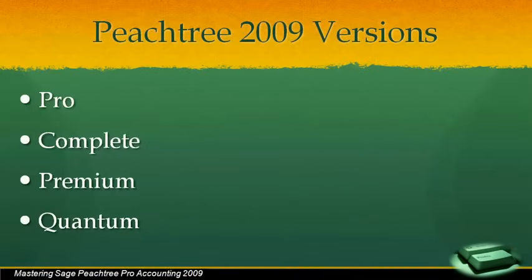What may not be quite as obvious is that PeachTree 2009 comes in several different versions. We have the Pro or Professional, Complete, Premium, and Quantum. Pro allows only one user at a time, while the other versions allow for multiple simultaneous users. Complete and Premium, in fact, allow up to 5, and Quantum allows up to a whopping 40, because Quantum is really designed for an enterprise where you have multiple locations, offices, and facilities.